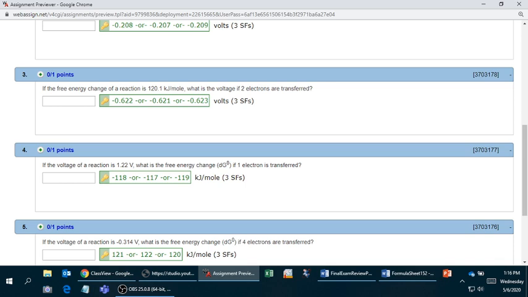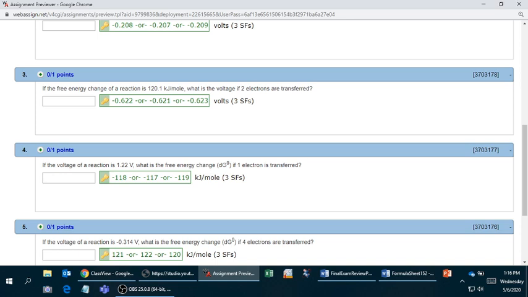All right, going back to the voltage and free energy WebAssign. What's your question? A couple more of those. All right. So we'll look at question 3 and question 4, and we'll conceptually talk about how you go through them. So question 3 and question 4 are basically going opposite ways.